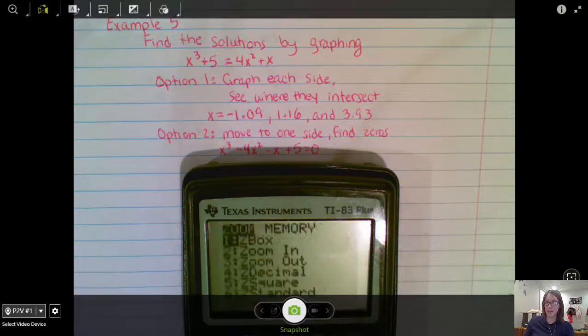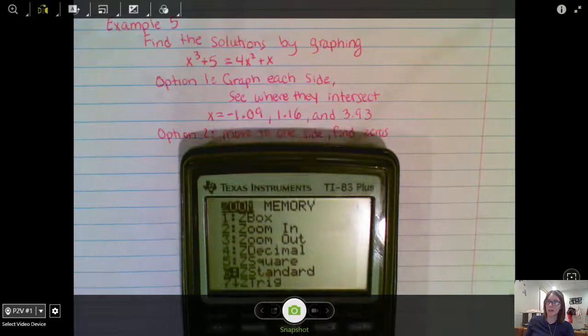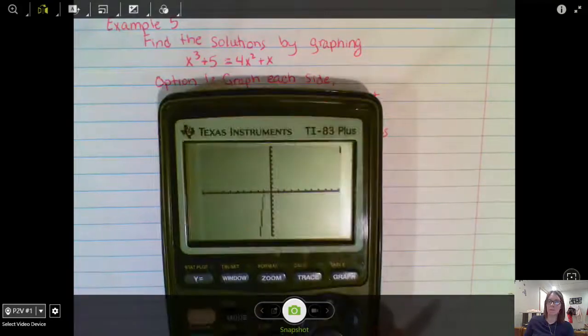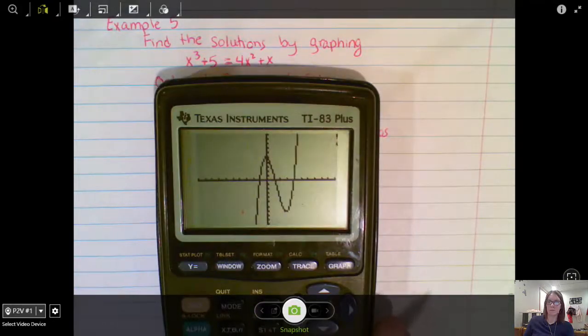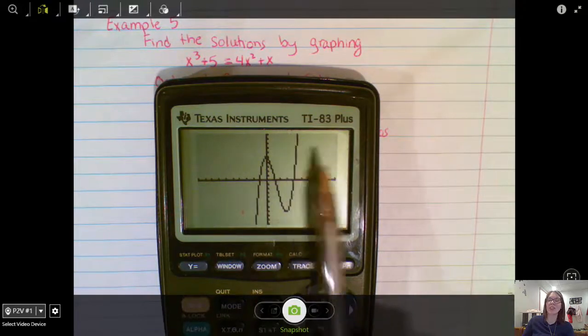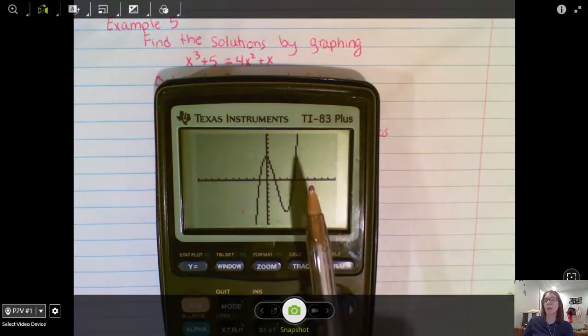And I know that I adjusted my window a little bit, so I'm going to go back to zoom standard. This is nice just because we can see a little bit easier where our zeros are. And we know that since we have a cubic polynomial, these are our ends. That's our end behavior. We're not going to have another relative maximum. We're not going to have a turning point anywhere else.